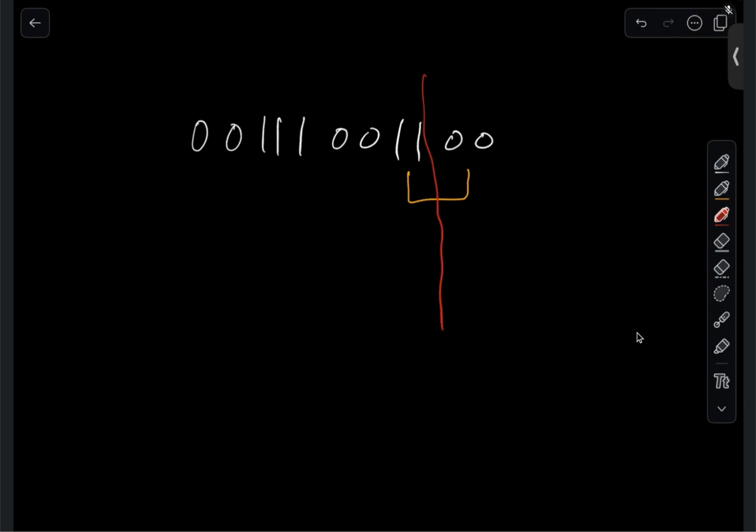Try to pause the video here and think why that is. The reason is that this part is not sorted. This part is not sorted because 0 should come first and then 1. So in this scenario we don't have any choice. We have to cut it here. Okay, that is done. So the first part is: we cut everywhere we have 1 0.